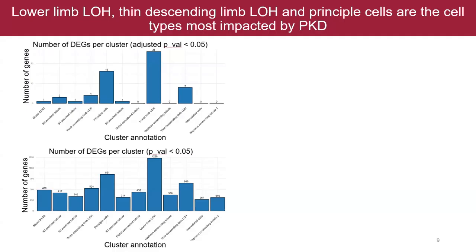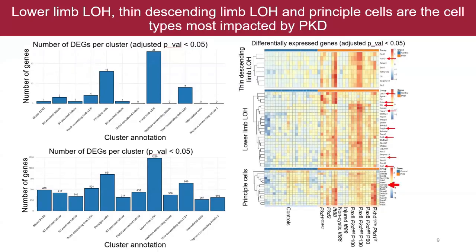So again, these are 3 of those clusters that were also more abundant in our PKD samples. Looking at these 3 clusters, in particular, we wanted to look at their top differentially expressed genes. So in these heat maps, the blue squares and the columns beneath them represent our control samples, whereas the orange squares and the columns beneath them represent our PKD samples.